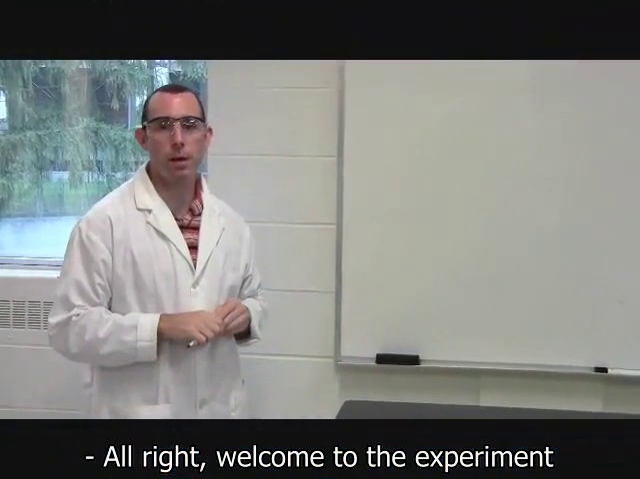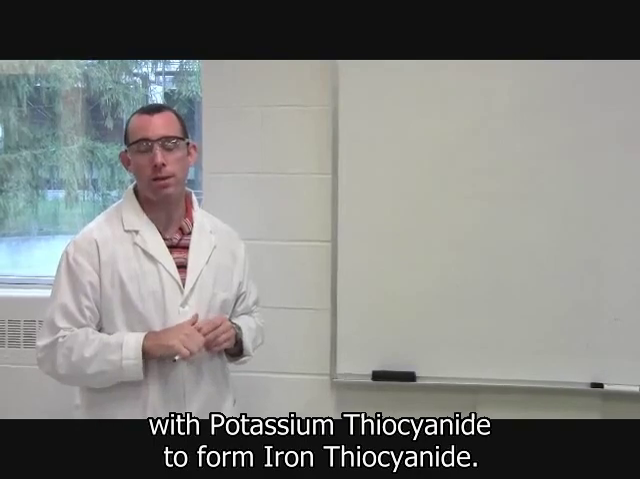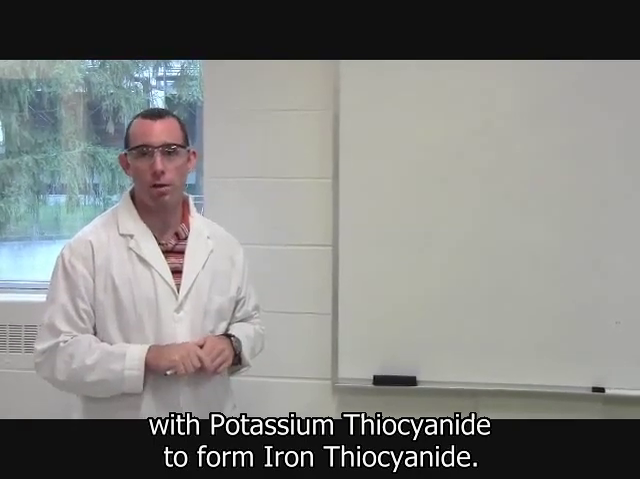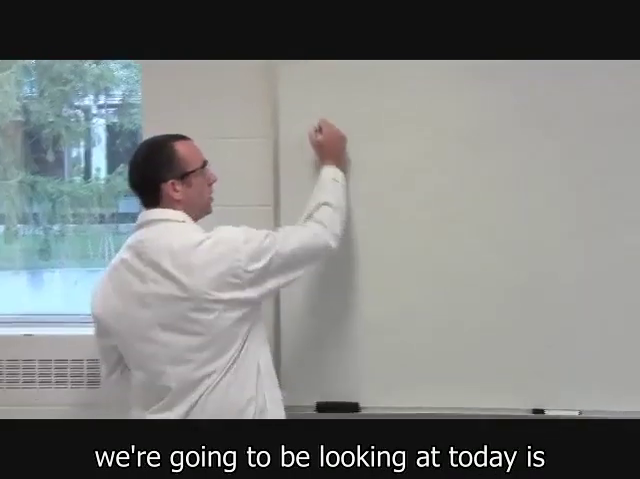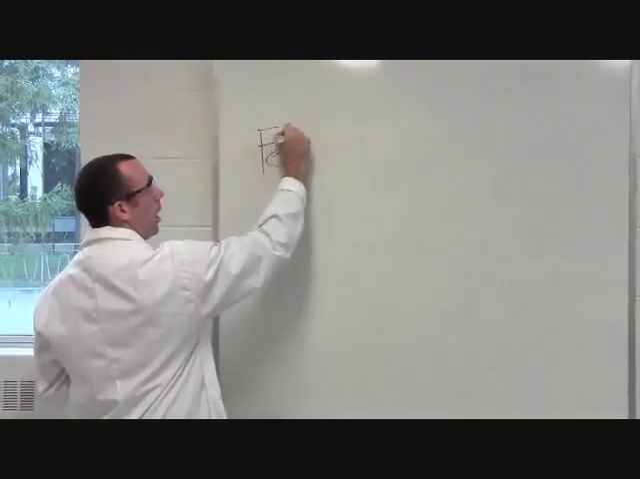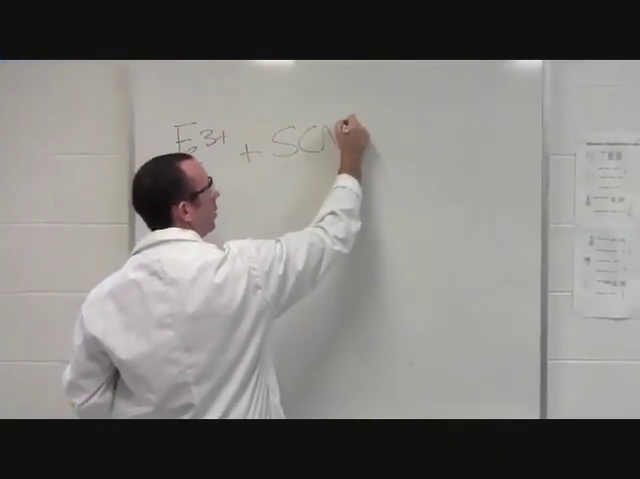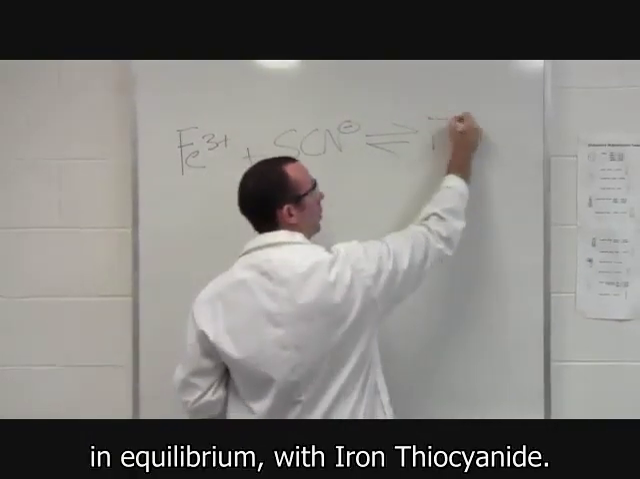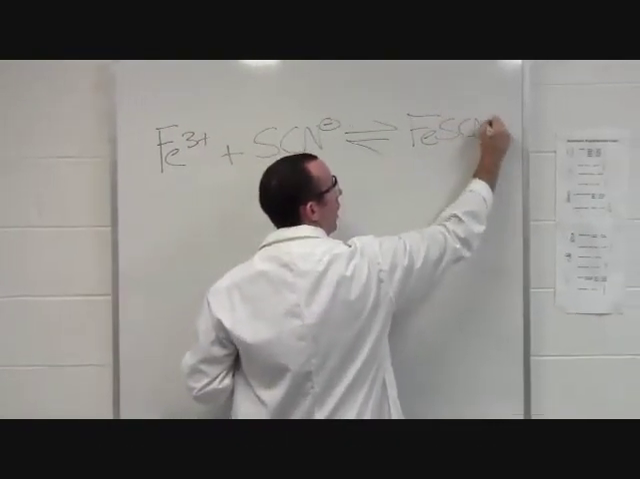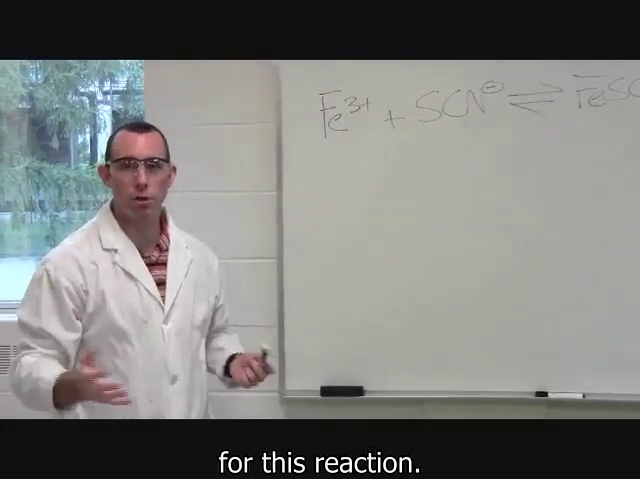Alright, welcome to the experiment on determining the equilibrium constant for the reaction of iron nitrate with potassium thiocyanate to form iron thiocyanate. So the reaction or equilibrium we're going to be looking at today is iron 3 plus and thiocyanate in equilibrium with iron thiocyanate. So we want to determine the equilibrium constant for this reaction.